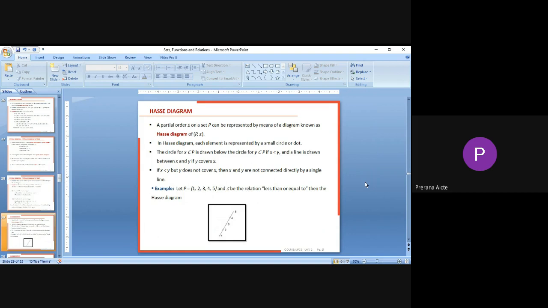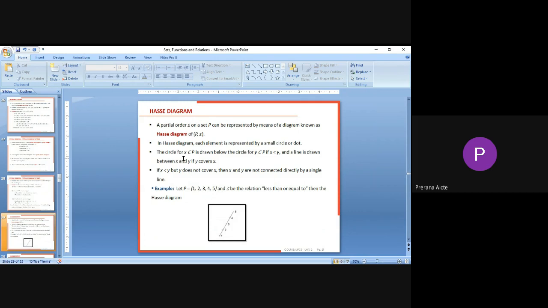To represent a partial order set in diagrammatic form, we can follow a diagram. By using that, we can easily observe the properties. A partial order on a set P can be represented by means of a diagram known as a Hasse diagram. So a partial order set can be represented in a Hasse diagram, by which we can easily observe the properties. In a Hasse diagram, each element is represented by a small circle or dot. So like this. Here 1, 2, 3, 4, 5 are the elements. They can be represented with small dots like this.